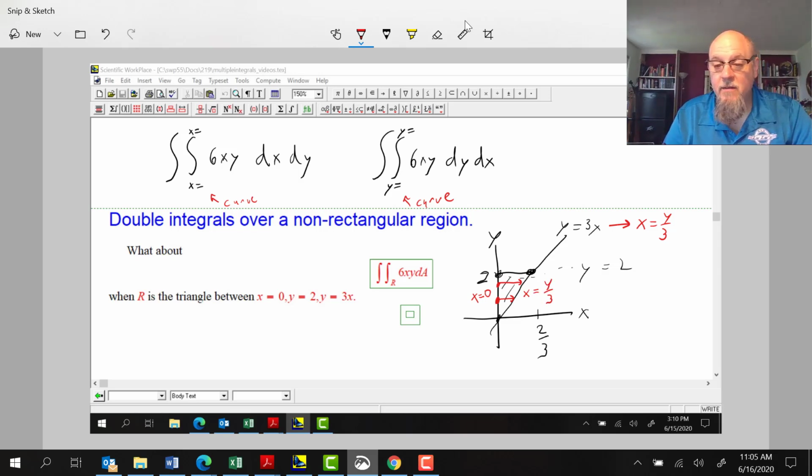Yeah, where do I end? It depends on the height. How does it depend on the height? y over 3. Now I can write this as a curve x equals 0 and a curve x equals y over 3.